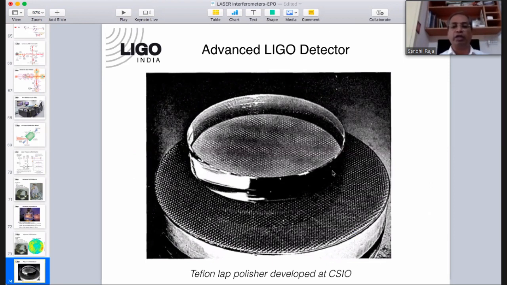These were techniques that were developed specifically for LIGO. In initial LIGO, this was developed by CSIRO Australia as part of the contributions to initial LIGO from the Australian group. And a new technique of Teflon lap polishing was developed, which has become a mainstay for high precision optics in various commercial applications. And this has been further improved upon by various commercial companies and is the basis by which most of the optics for LIGO are currently fabricated.